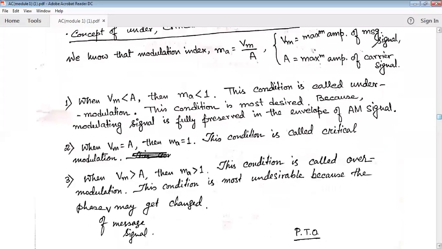And the last one, which is the most undesirable condition, is the message signal having a higher frequency, higher amplitude than the carrier signal, that is Em greater than A. In that case, the modulation index will have a higher value than 1. So if we multiply this with 100, it will give a value of more than 100% modulation. In that case, phase distortion occurs. This is called overmodulation.